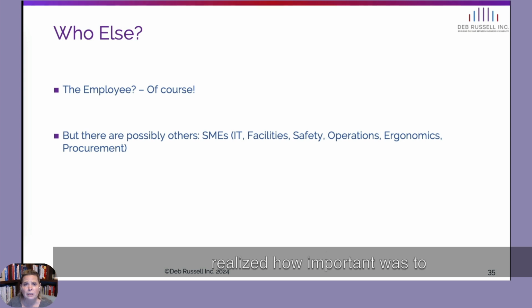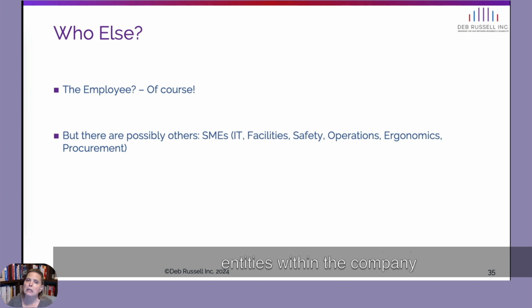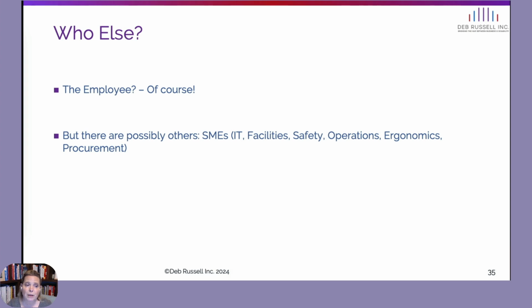From that point forward, I realized how important it was to have these people engaged up front, just knowing that you are the person we're going to call if we need help with an accommodation related to IT or the building itself, or something where safety is engaged, operations, ergonomics, procurement. All of those entities within the company needed to be informed of what accommodations were and why we did them. They had to be included in the training, and be part of the team that was going to help us decide what was reasonable and what would accommodate somebody's barriers.